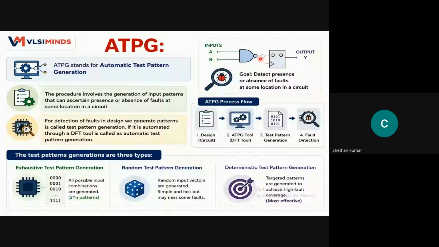So to make these patterns generated automatically by using a DFT tool, that is called ATPG, automatic test pattern generation.